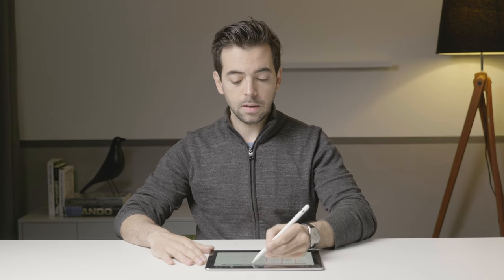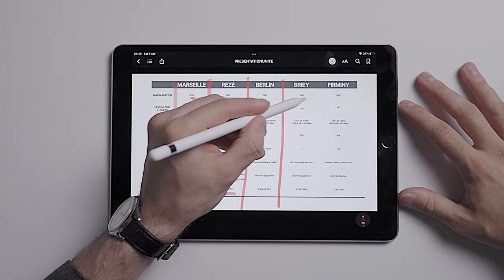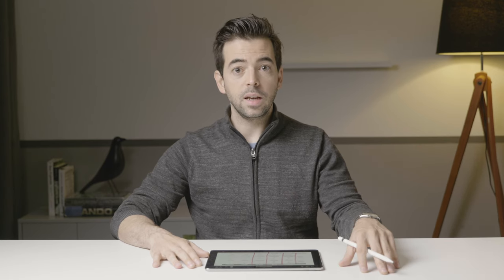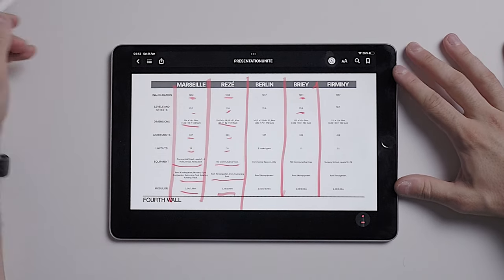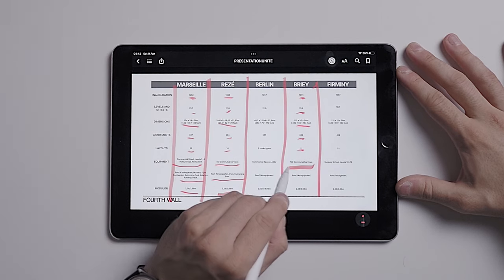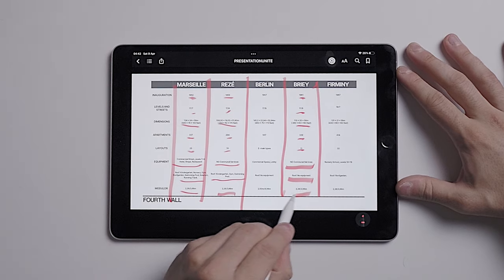Berlin, I will leave for the end. Now, Briey was built between 1959 and 1961. It can be considered the least successful unité of them all. It faced serious difficulties during the design phase and also a lot of budget cuts. It was abandoned by its promoters and its tenants at some point, and was also at risk of being demolished. It has 17 levels and 6 interior streets. The dimensions are very similar to Rezé. It has 339 apartments in 11 different variations, no communal services and no roof equipment. And it responds to the same dimensions for the modular, so the same modular dimensions are applied for this building.